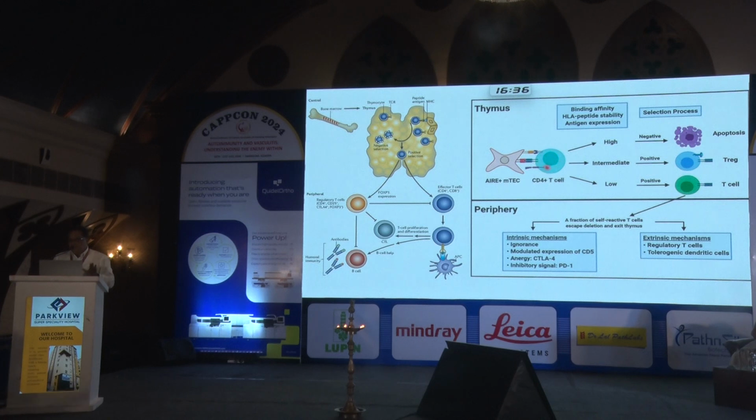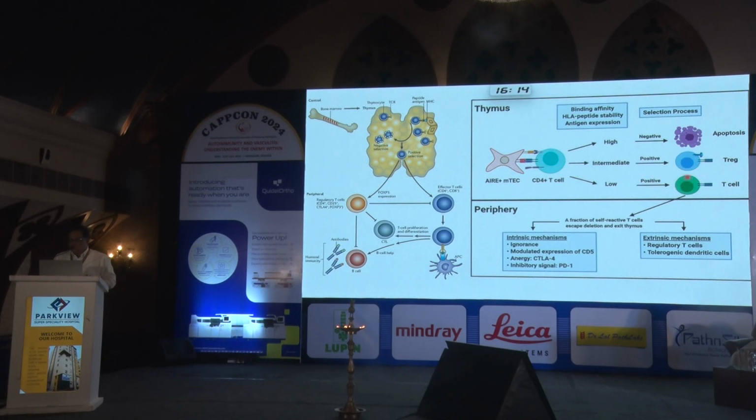All the T lymphocytes are taught about the self antigens, and any T lymphocyte which is highly reactive to a self antigen will be deleted. They will undergo apoptosis, and this is the majority. This will happen to the majority of the T cells in the thymus, and only those cells which are intermediate to low reacting to the self antigens will be positively selected.